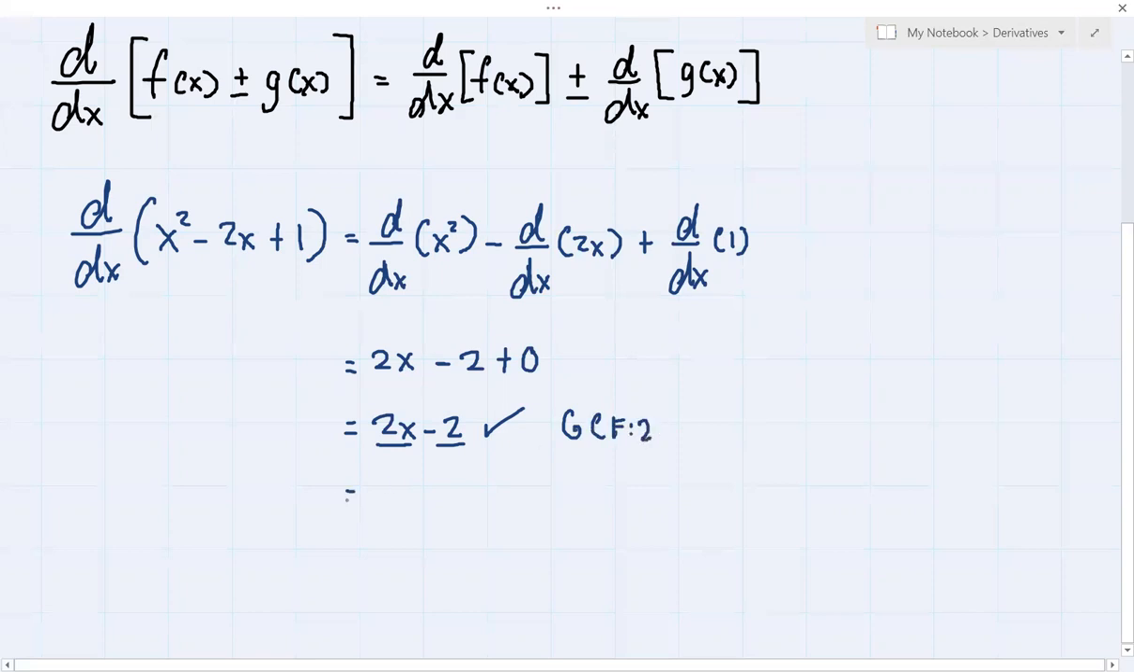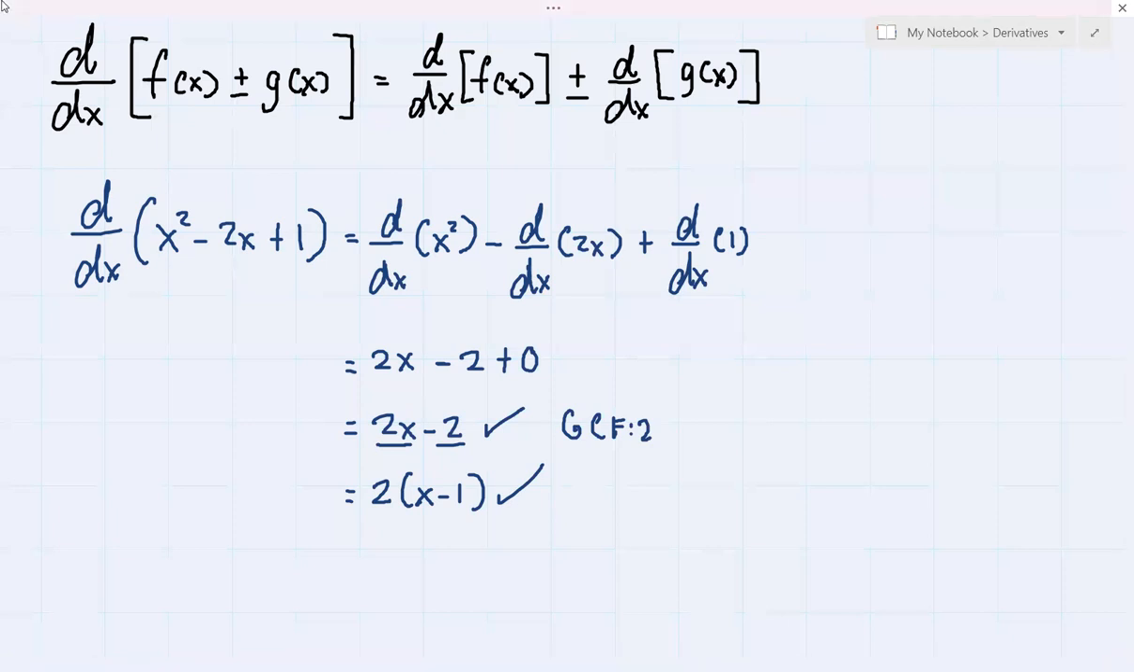So therefore, we can factor it out. So ano mangyayari pag na-factor out mo si 2 dito sa expression na to? So we will have 2 times quantity x minus 1. So tama na to. O, diba? So that's it. It's actually easy. Basically, kapag meron kang group of terms, i-differentiate mo lang siya isa't isa.